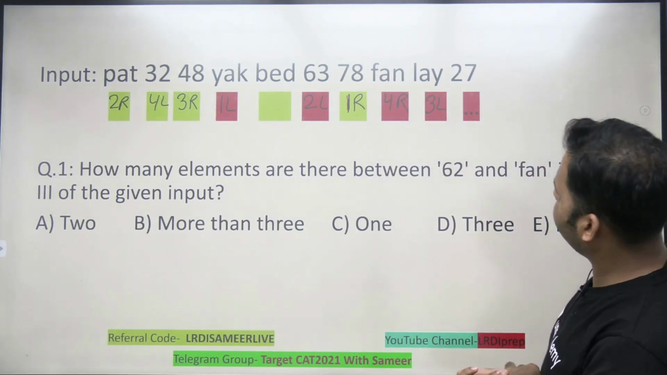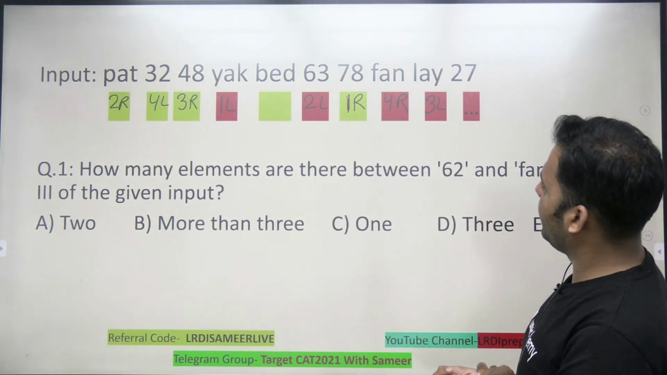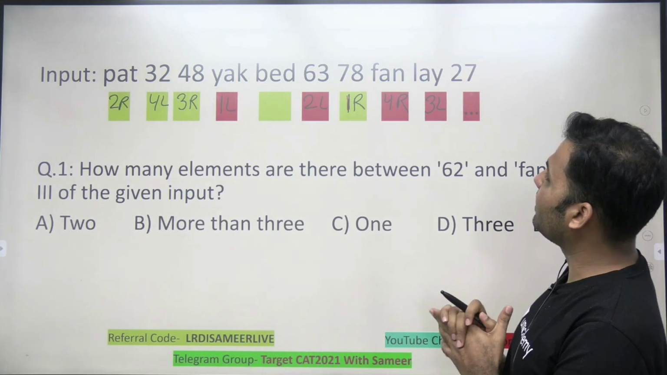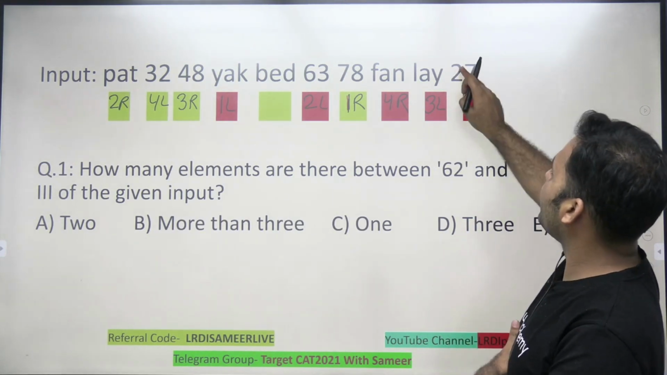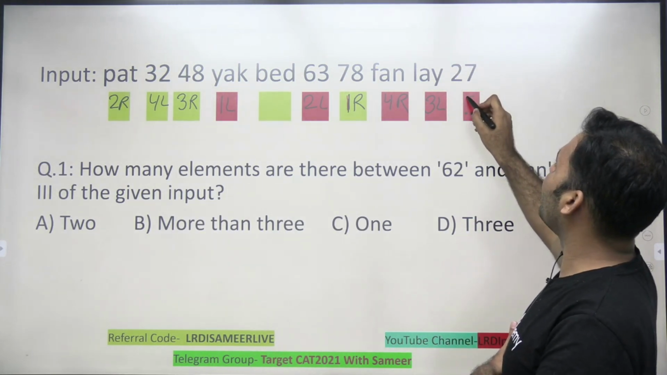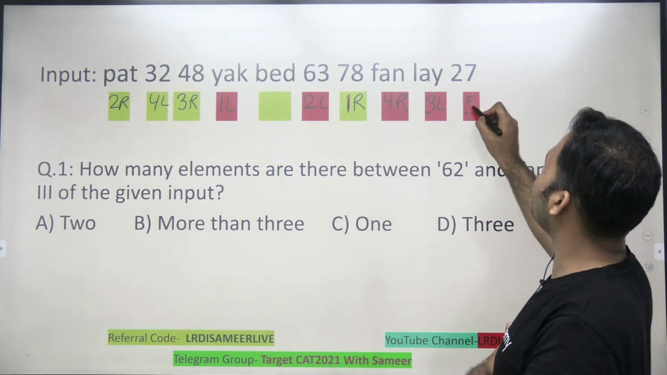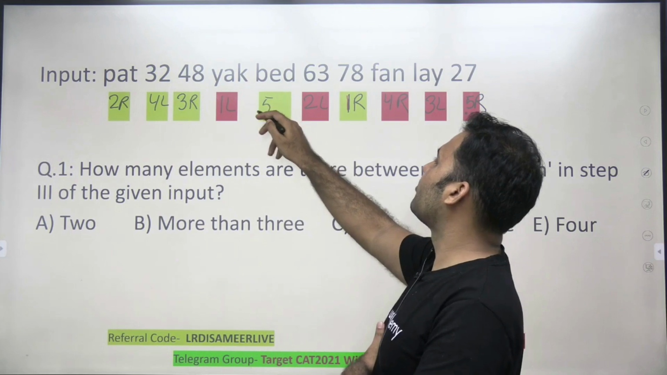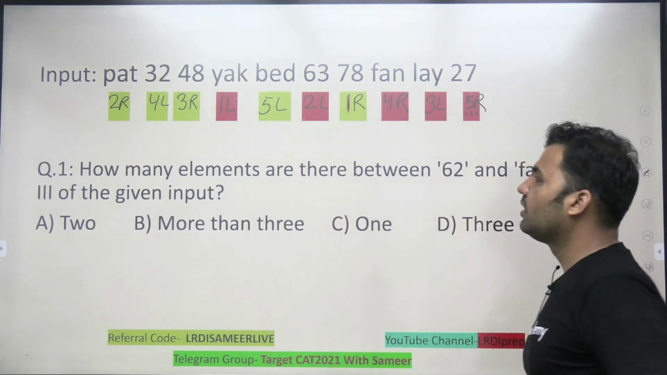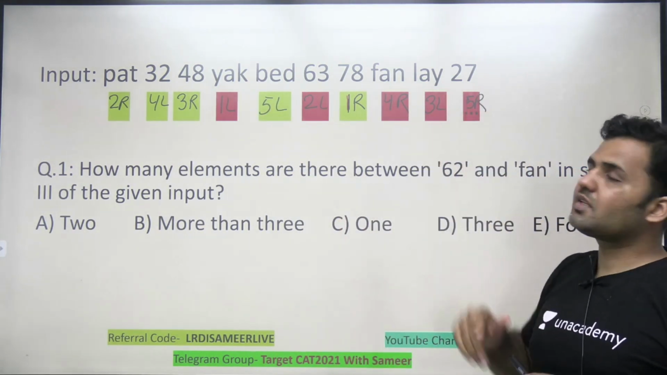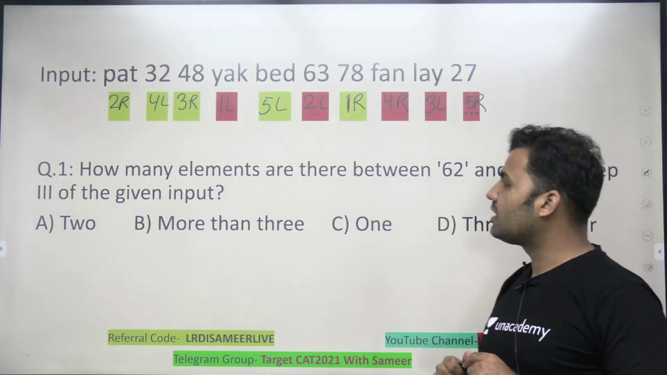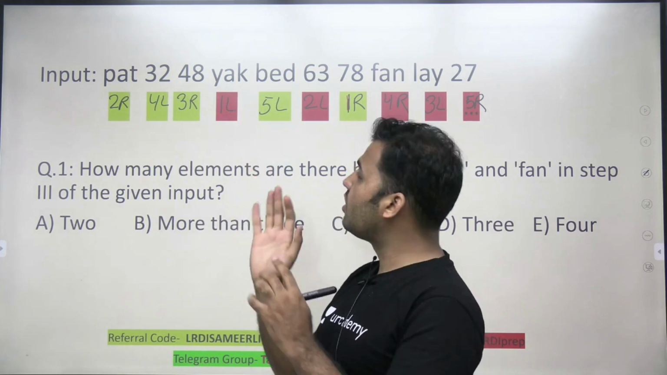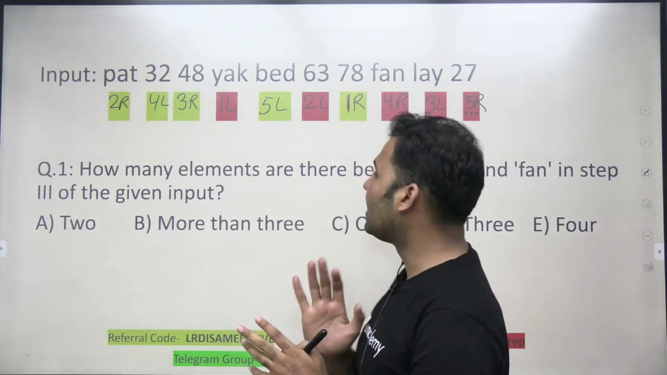And then the next alphabet is bet, right? In the next step, that means in the fifth step, the number 27 will be taken on the right hand side. So it will be ranked as 5R, and this will be ranked as 5L. Once you ranked all these elements, you can answer the questions, right? Using the ranking method. You don't need to write down every step to answer the question.